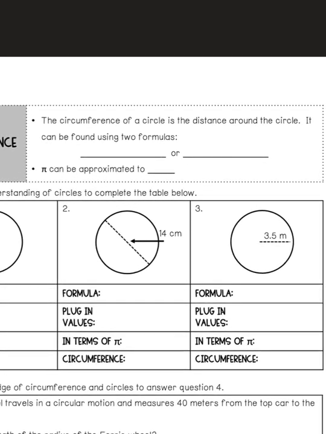The circumference of a circle is the distance around the circle, and it can be found using two different formulas. You can either use C equals pi times diameter, or C equals 2 pi r, where r would be the radius. And for pi, we can use 3.14 to abbreviate it. Of course, it's an irrational number. It goes on forever, so we can use 3.14.